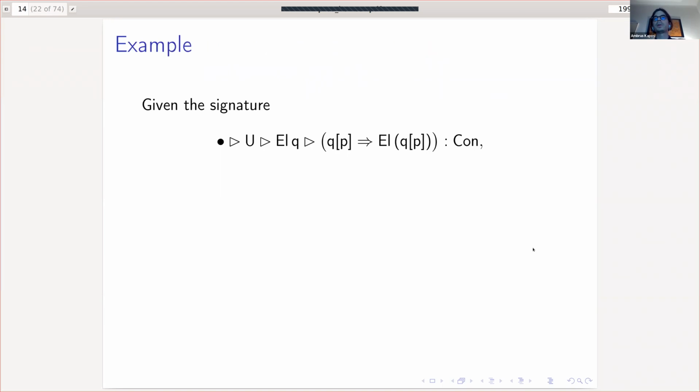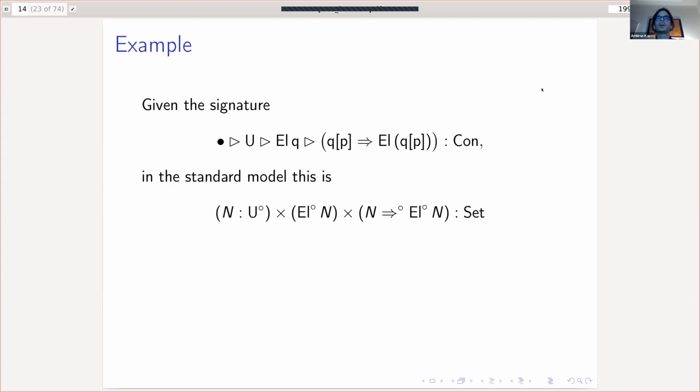So let's see what happens if I apply this to a particular signature. This is the signature for natural numbers, in the most formal way described. If I interpret this in the standard model, then this is what I get. An n in U circle, then an EL circle of n for 0, and for successor I have this function from EL circle of n to EL circle of n.